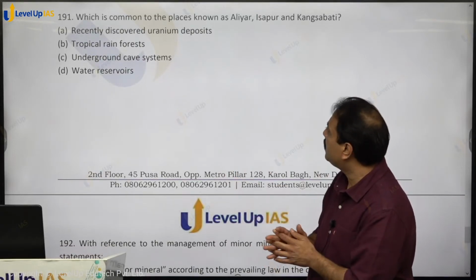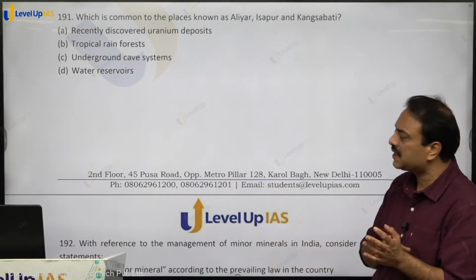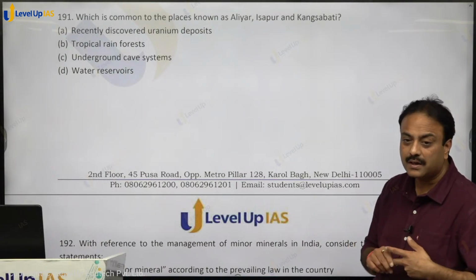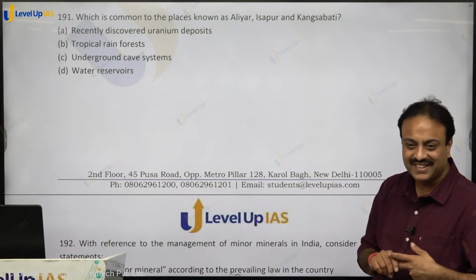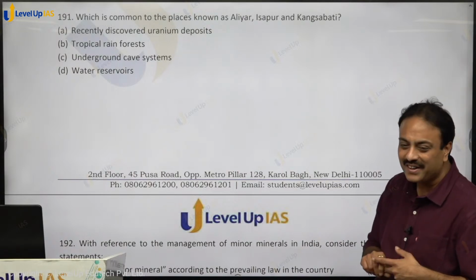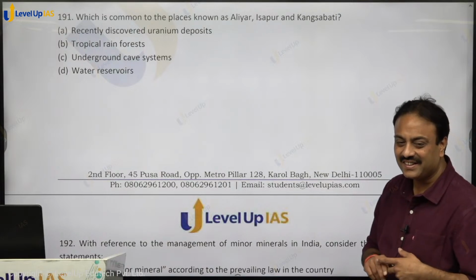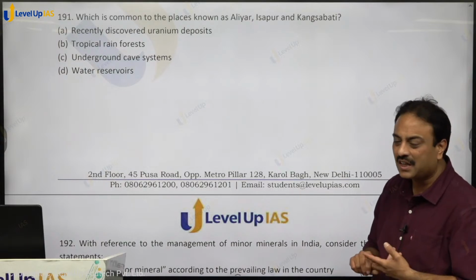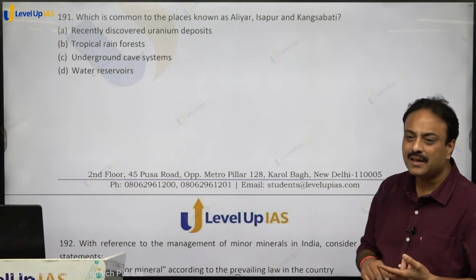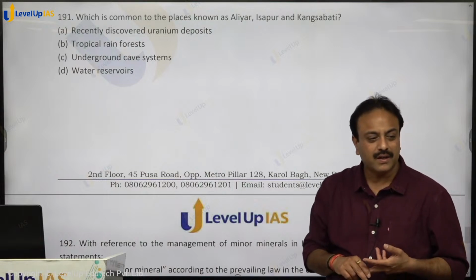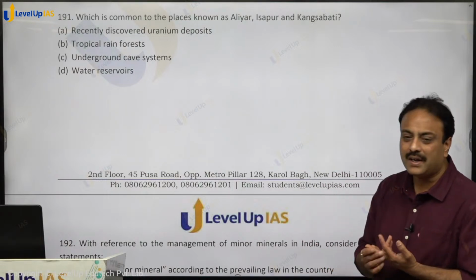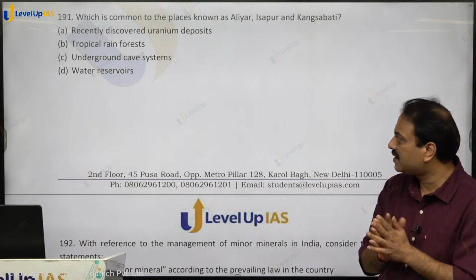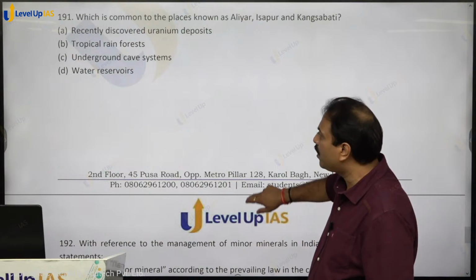Which is common to the places known as Aliar, Isapur and Kangsapati? Aliar is in Tamil Nadu. Isapur is in Maharashtra. Kangsapati is in Bengal. All these are known for dams, river basins, water reservoirs. So option D for dog, is the right answer.